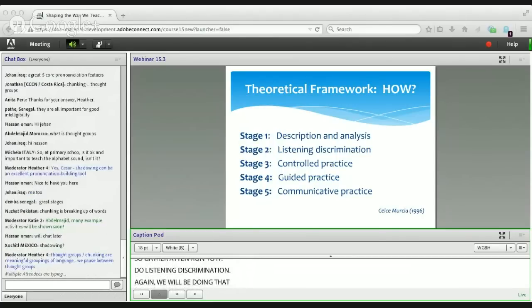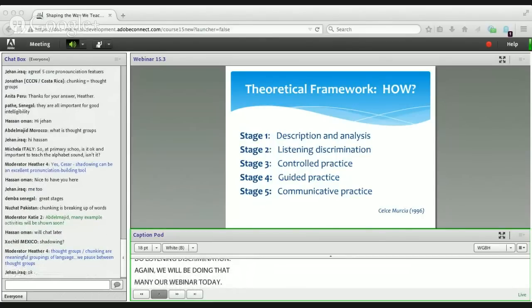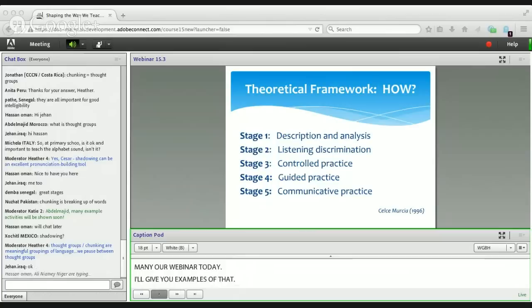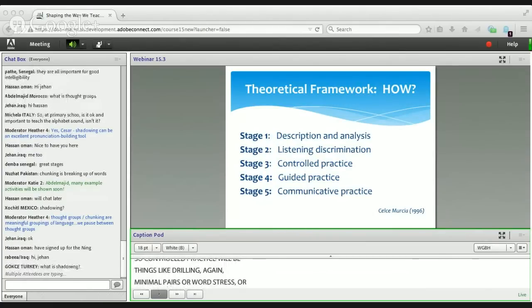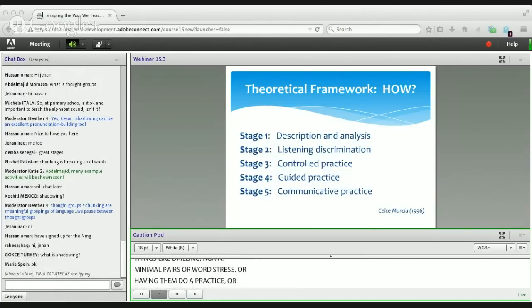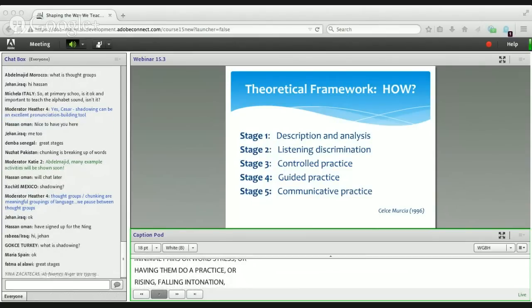And then there's controlled practice. So controlled practice would be things like drilling, again, minimal pairs, or word stress, da-da, da-da, or having them do rising, falling intonation. Again, I'll give you examples. Then there's guided practice, which is a little more free than controlled, but you're still giving them some guidelines.